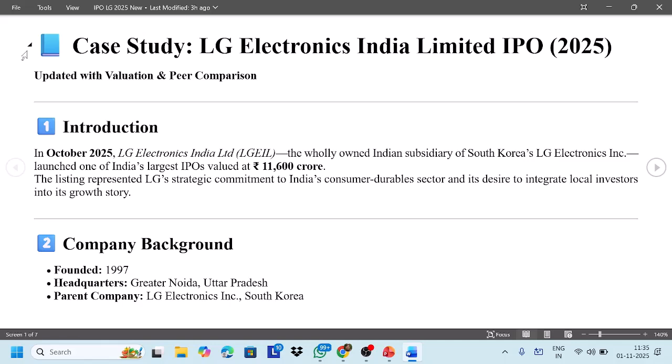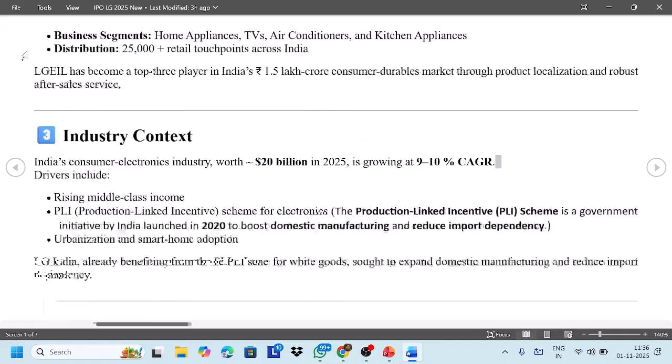So this issue came in October 2025, which is the last month itself. It's just gone. So we all know there is a company called LG Electronics India, a subsidiary of the South Korean company LG Electronics, and this was one of the largest IPOs, 11,600 crores. The whole idea was to integrate this with the local investors, because local investors were not having any shares of LG Electronics, as it was a subsidiary which was not listed in India. So it got listed in October. Now the Indian public is also a shareholder of LG Electronics. Okay. Now we come to the company background.